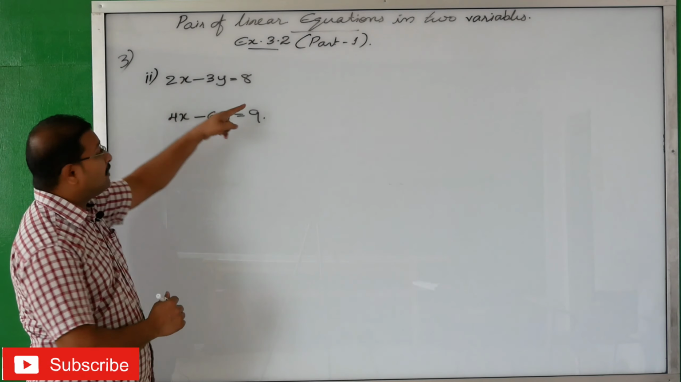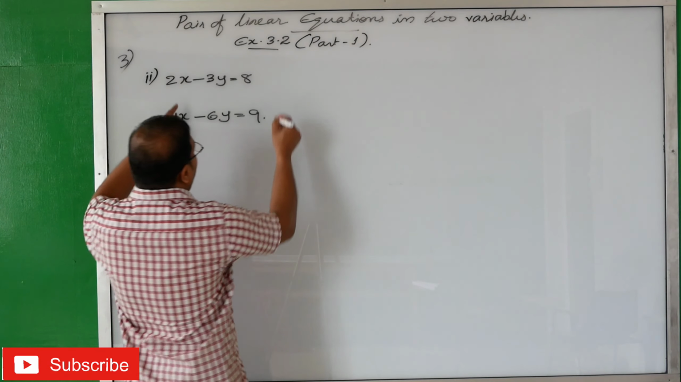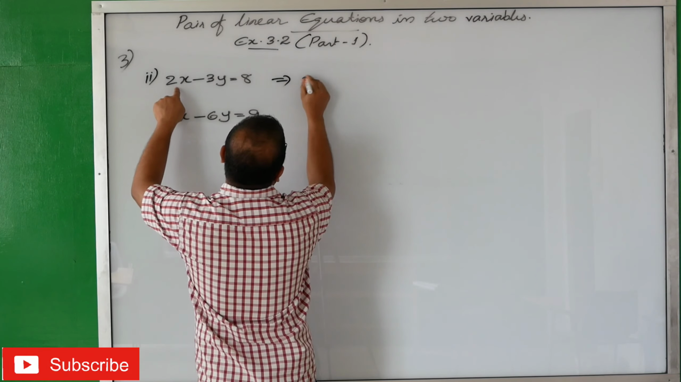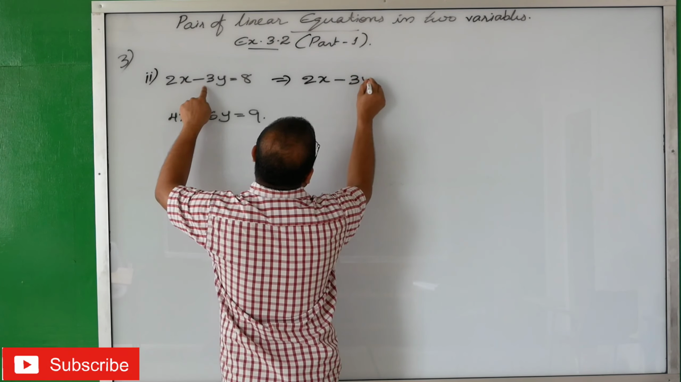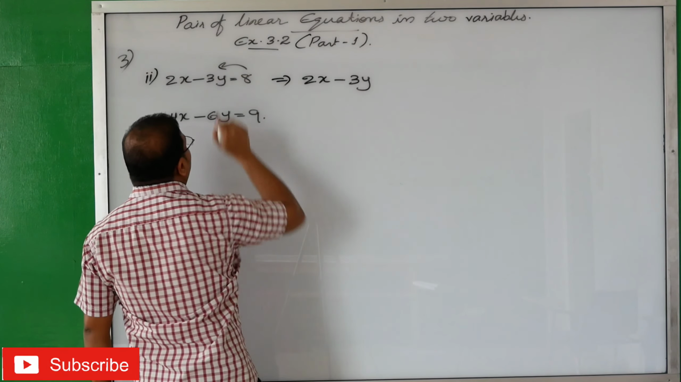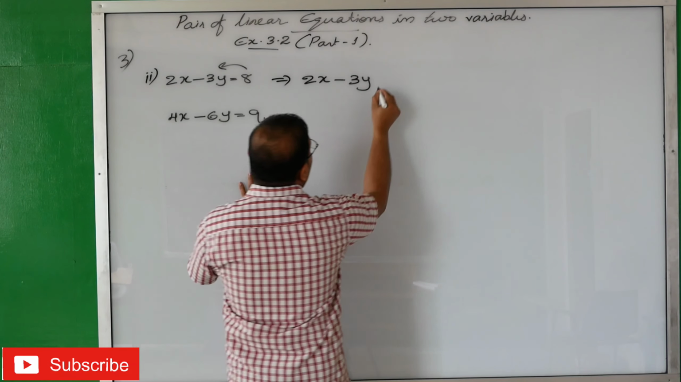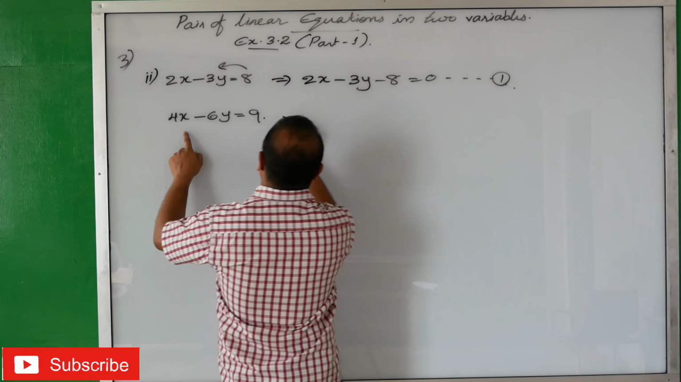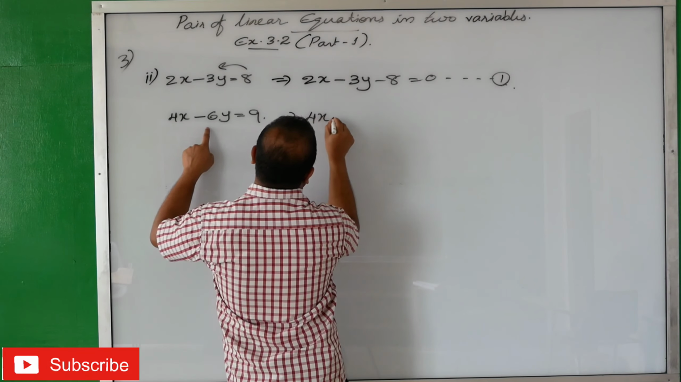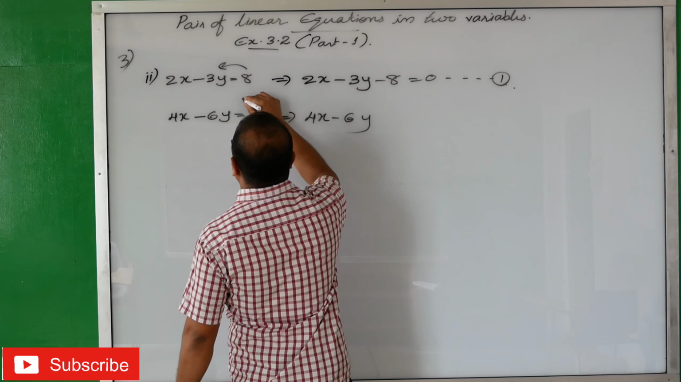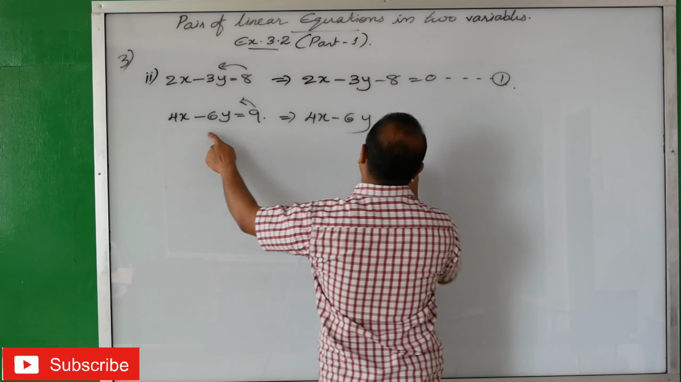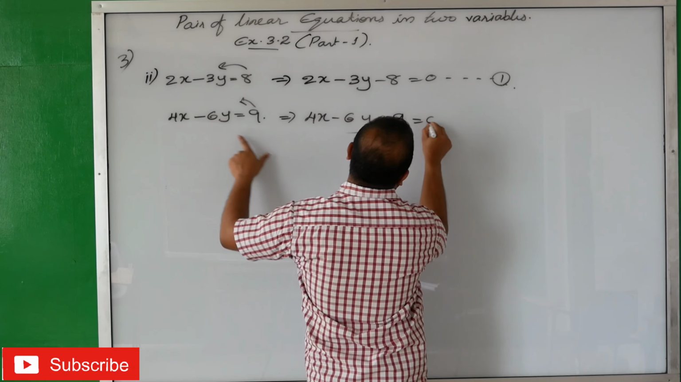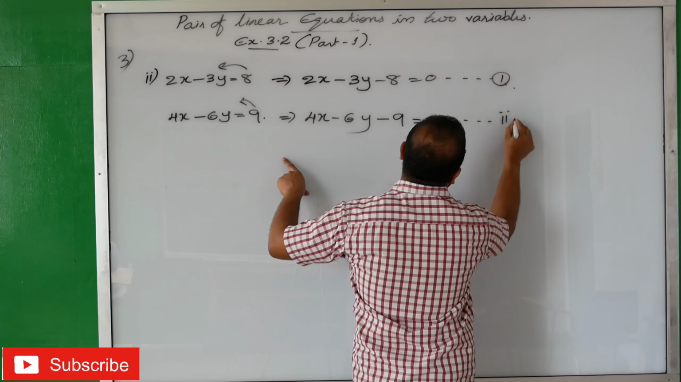So what will you do? We will rearrange the equation. This implies 2x minus 3y, this 8 will carry to the left side, then it will be minus 8 equals 0. This is equation number 1. Next equation, 4x minus 6y. This 9 goes to the next side, minus 9 equals 0. This is equation number 2.